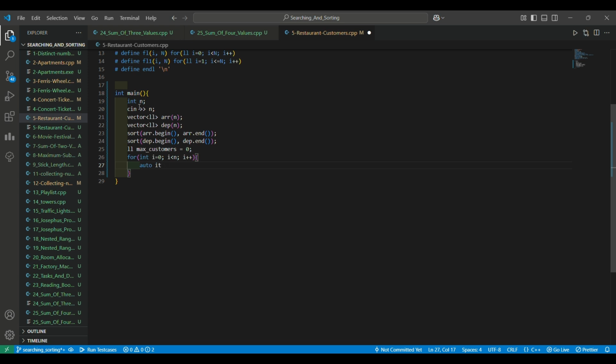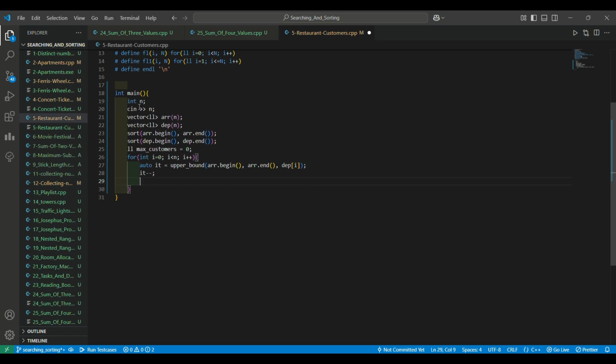We will take our iterator IT. We would find the upper bound for arrival dot begin and arrival dot end. We will find the upper bound for the departure of the ith customer in the arrival array. Then after finding the upper bound, we would decrement our IT. Why? Because IT is currently pointing to the customer who arrived after the departure of this customer. But after decrementing, this will point to the last customer who arrived before the departure of the ith customer.